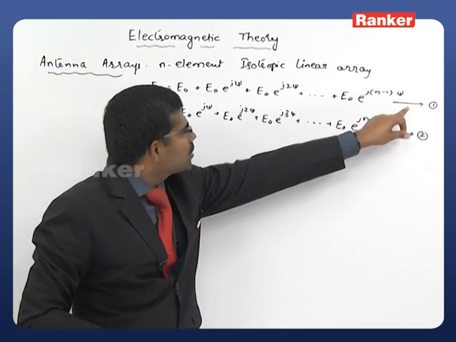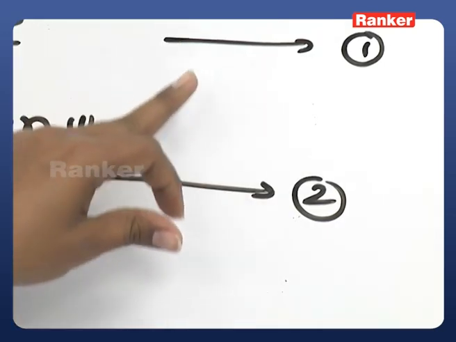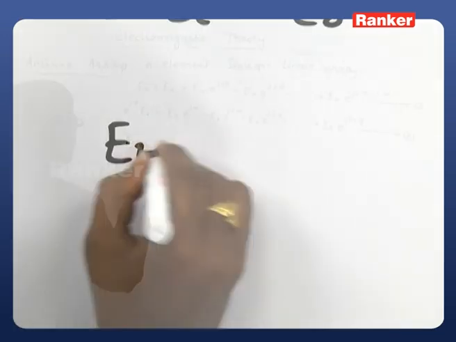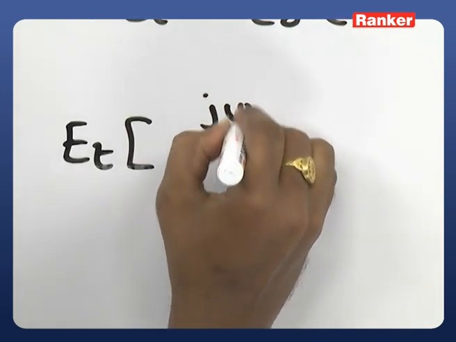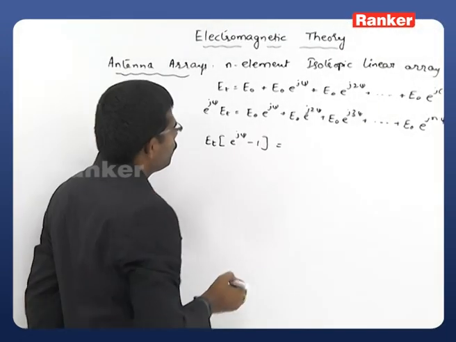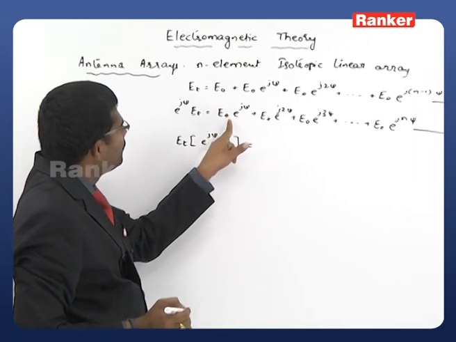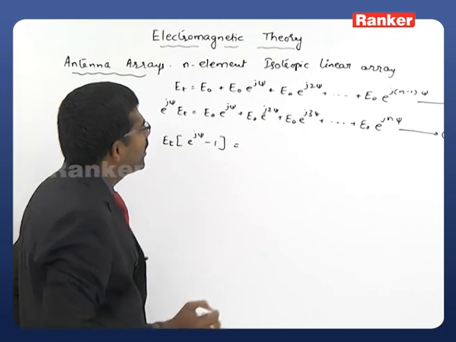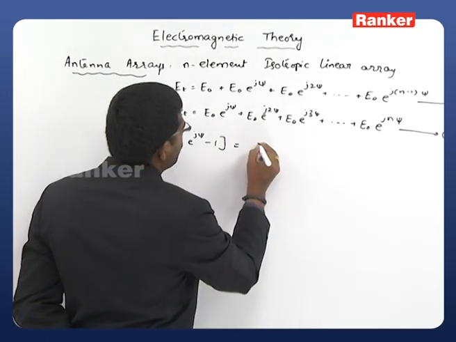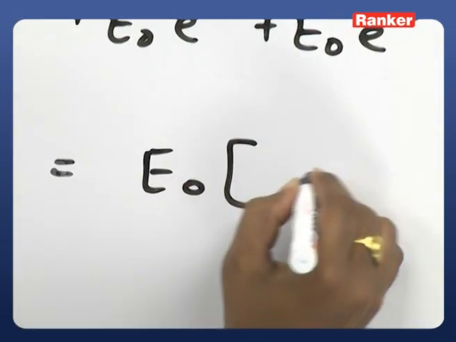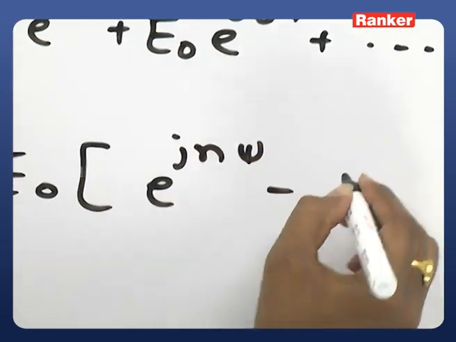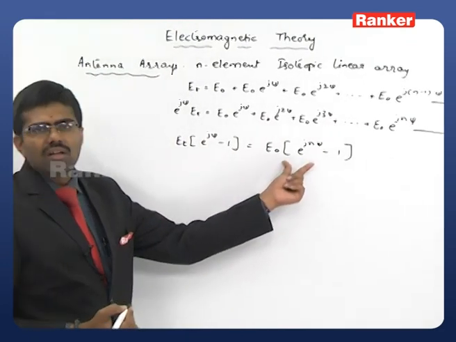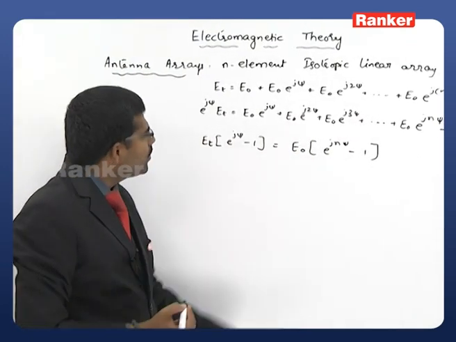Now subtract equation 1 from equation 2. Then what you will get here is E T common, times (e power j psi minus 1), which is equal to, on the right hand side, this term will be cancelled, this term will be cancelled, and all the corresponding terms will be cancelled. So the term which is left is E naught (e power j n psi minus 1). This is the term which is left for us on the right hand side. Now let us simplify this one.